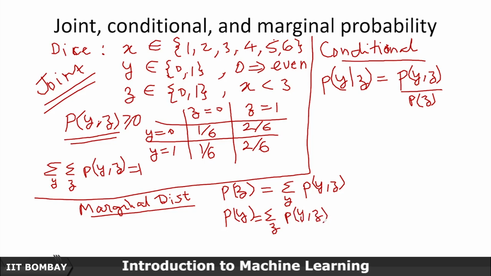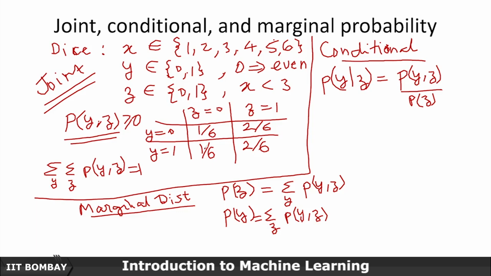So, now let us look at what that looks like. Let us say we fix the value of z equal to 0. So, what is the probability that z is equal to 0? Which means, what is the probability that when we roll the dice, the number will be less than 3. So, obviously that has to be 2 by 6, which is the probability of getting either a 1 or a 2.